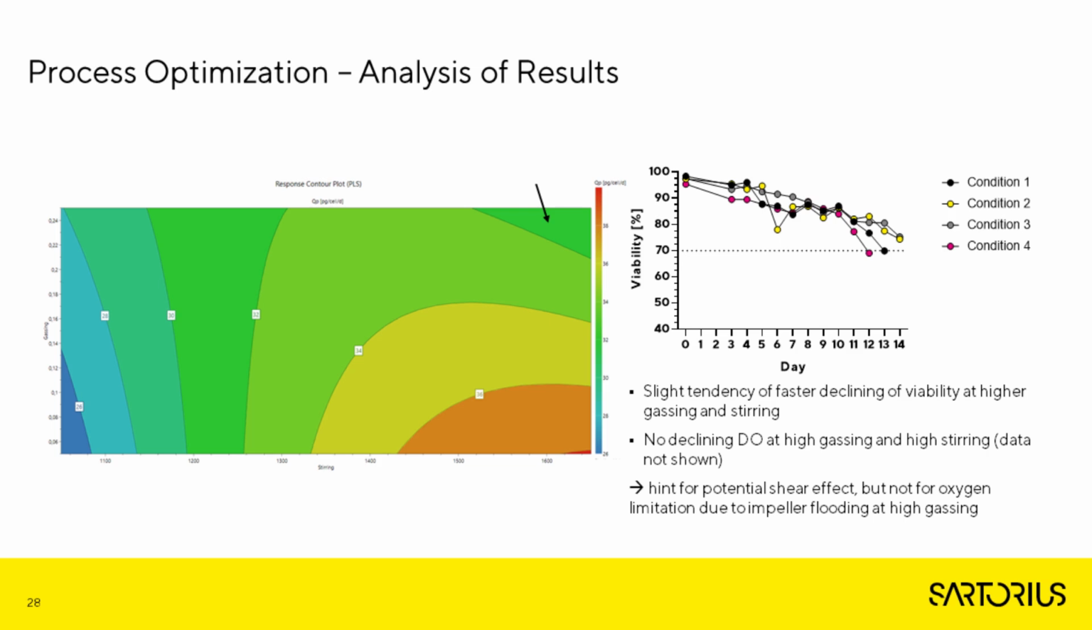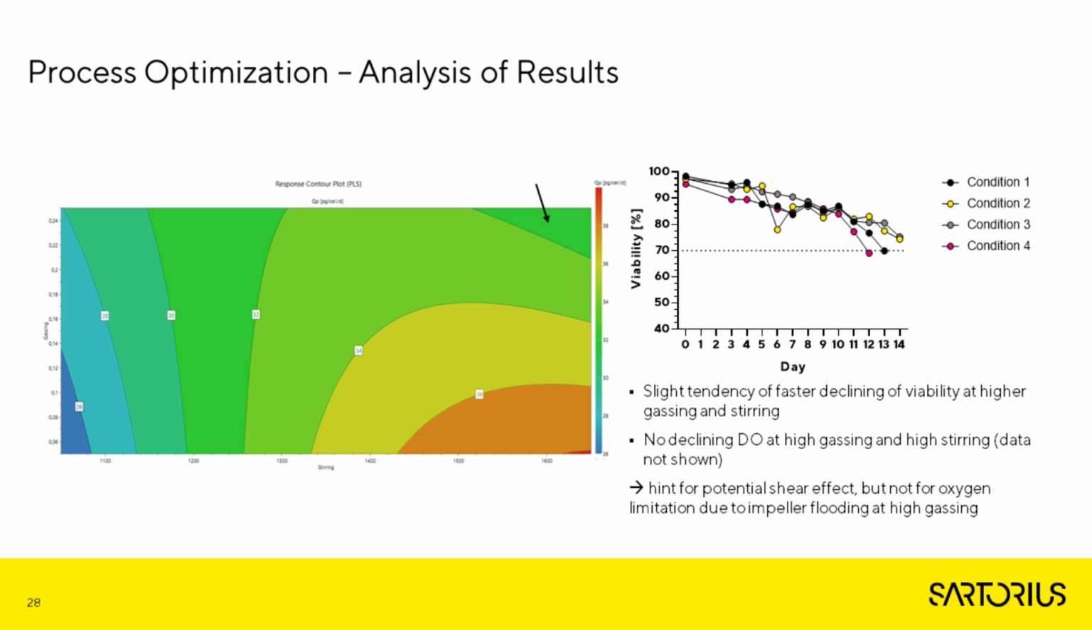Talking about high stirring speeds and gassing, we also had to consider a possible negative shear stress effect or a less efficient gas transfer caused by impeller flooding, which both may have an impact on our QP. So this would be depicted in the upper right corner in the contour plot, by the arrow.